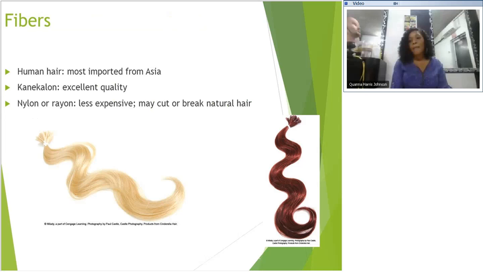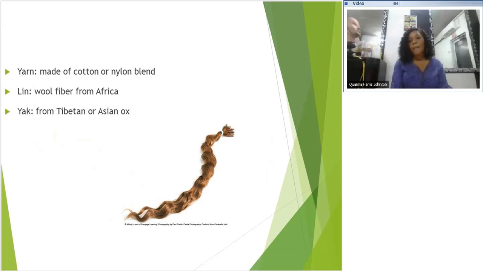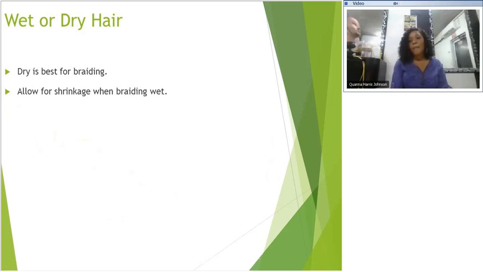Kanekalon is an excellent fiber, and we have rayon, the less expensive one. It may cut or break the natural hair. And yarn made of cotton or nylon blend, and lint, a wool fiber from Africa, and yak, the Tibet or Asian ox. So you get yak from that one.